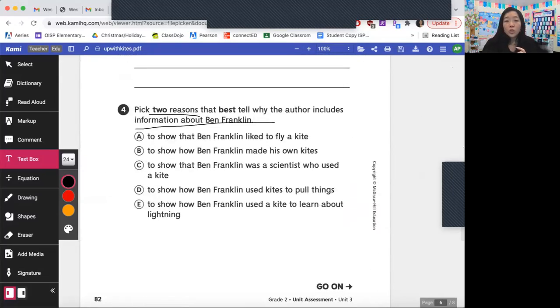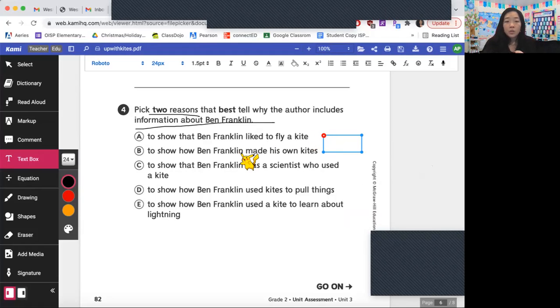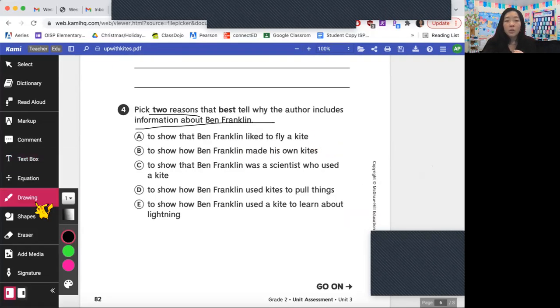So, what are 2 reasons that best tell why the author includes information about Ben Franklin? To show that Ben Franklin liked to fly a kite? Well, it doesn't say anything about liking to fly a kite. Oops, I forgot to go back to drawing. So I'm going to go back to drawing and put an X. To show how Ben Franklin made his own kites? No, he didn't make his own kites.